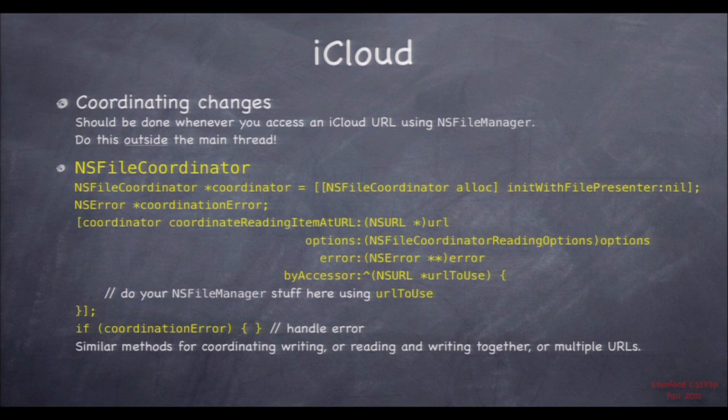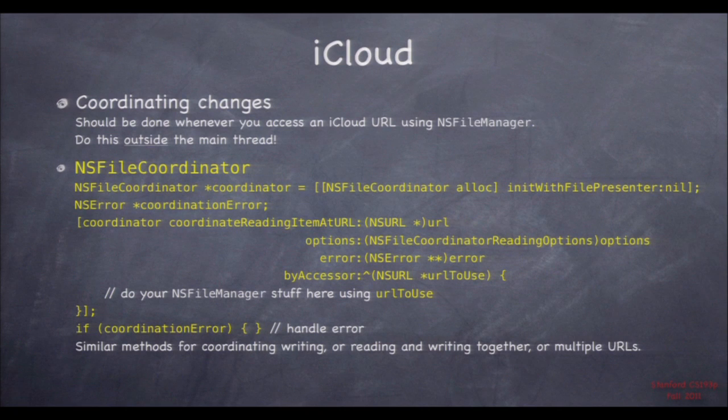So then there's just a bunch of methods like coordinateReadingItemAtURL. You pass it the URL you want to read. You pass some options, which you can go look up what the options are. You pass a return value to get any errors. And then you pass this block, okay, that takes a URL as the argument. That URL that gets handed to your block, that's the URL you need to use to read or write or do whatever you're doing. Okay, that URL is a coordinated URL. You don't know what the URL is, you just know it represents the same thing you passed in, but it could be a different URL, and that's the one you want to use here. Okay? So you would then do your NSFileManager remove whatever at URL, the new URL, or URL to use. Okay, not your original URL.